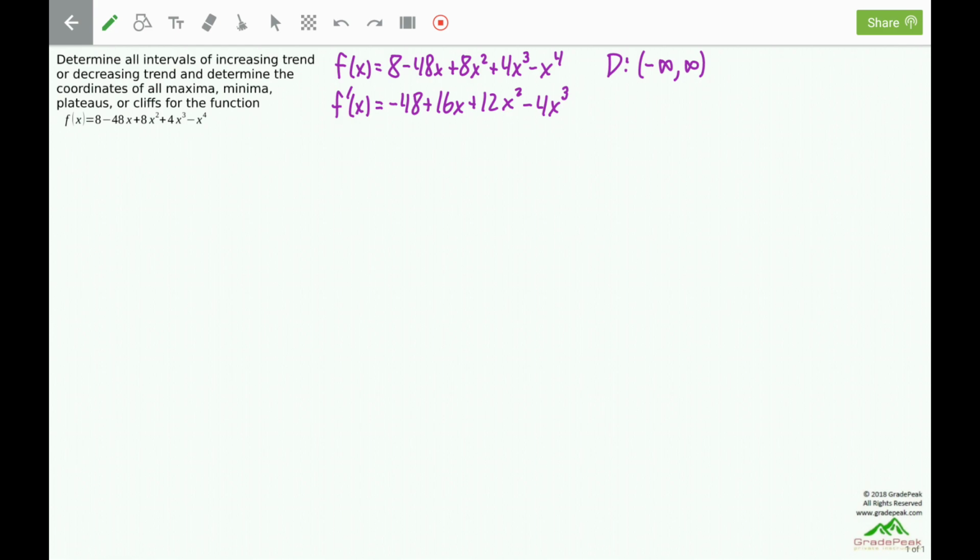We will want to fully factor the first derivative. This is a 4-term cubic here. We could attempt to factor by group factoring. We can group together the first two terms, though we will want to write it in descending order to make the group factoring a little easier. So the 16x first, then the negative 48. We can group together the second two terms, again in descending order, negative 4x cubed first, then the 12x squared.